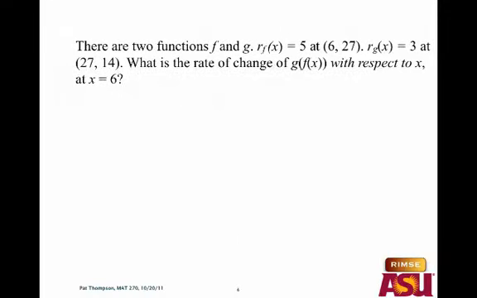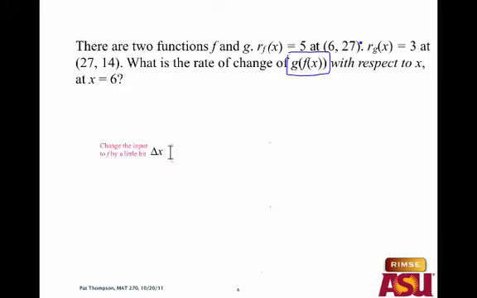Okay, so here's a scenario. We've got the rate of change of f is 5 at a certain value, at 6. So when x is 6, the rate of change of f is 5. And the rate of change of g is 3. So now I want to know what's the rate of change of g of f of x at x equals 6? So we're going to let x change a little bit. And what comes first, f or g?